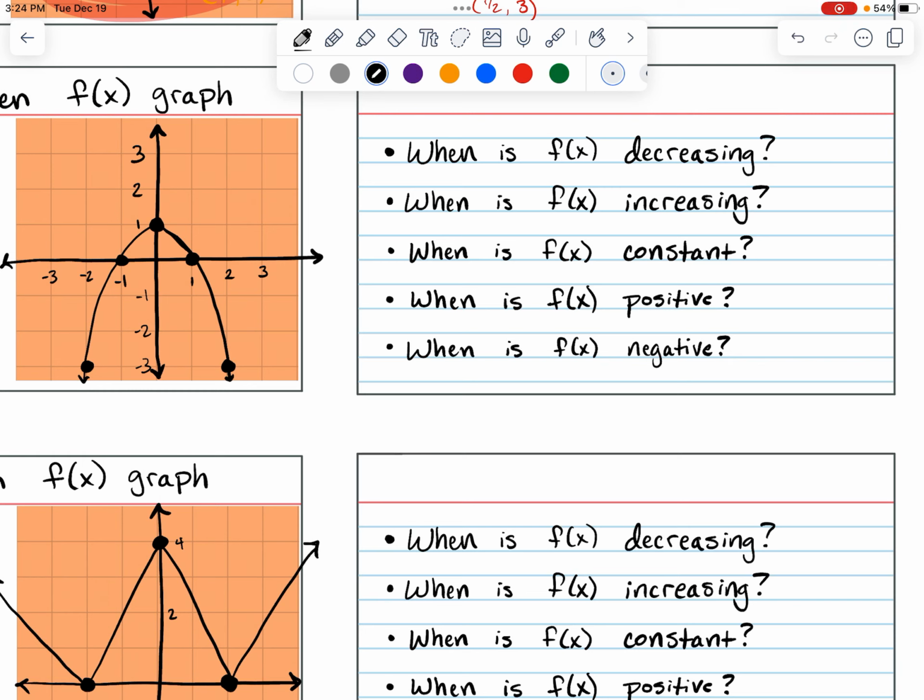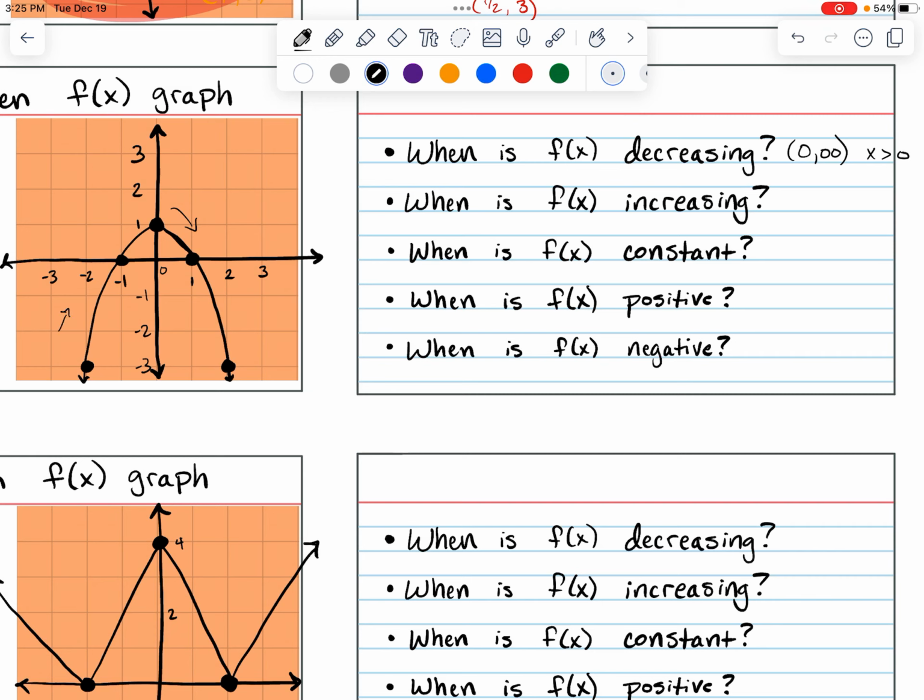So when is f of x decreasing? So when is our graph going down when looking at it from left to right? Well, here it's going up. It reaches its top point here. And then after x equals 0, our graph is going down. So when is this decreasing? Well, it's decreasing on this side of 0. So from 0 to infinity, our graph is decreasing, or when x is greater than 0.